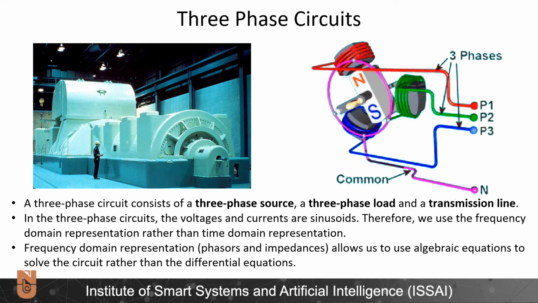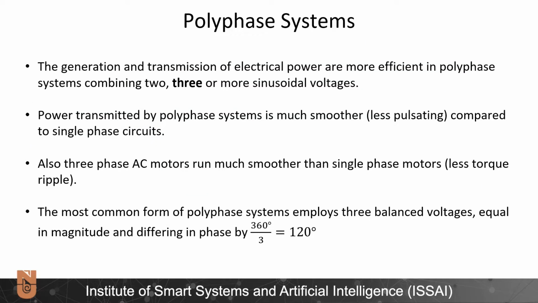Frequency domain representation using phasors and impedances allows us to use algebraic equations to solve the circuits rather than differential equations. The generation and transmission of electrical power are more efficient in polyphase systems combining 2, 3 or more sinusoidal voltages. Since we generate electrical power using rotational electrical machinery, we end up having sinusoidal voltages generated.